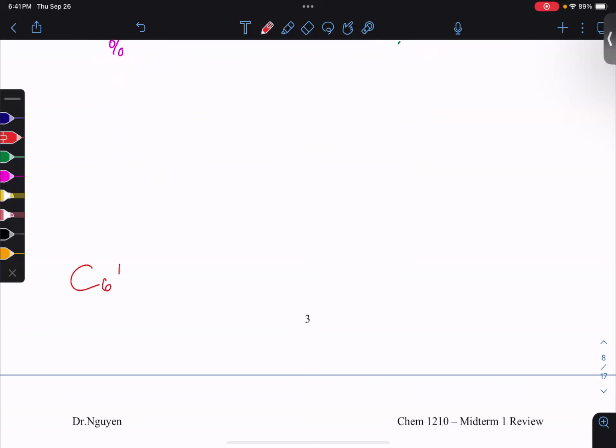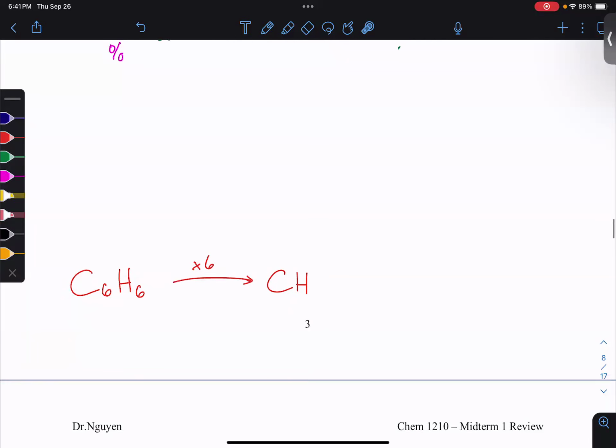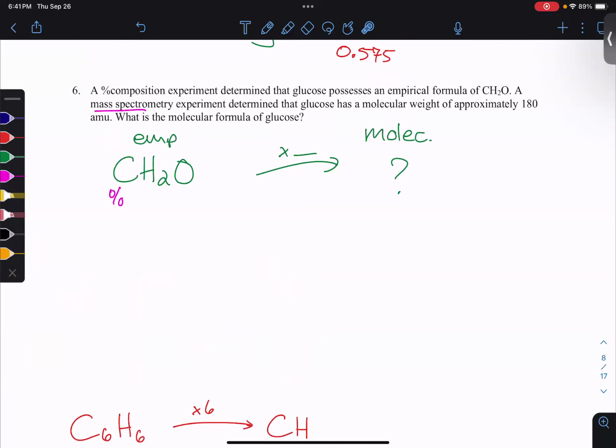What if I gave you a molecule, C6H6? Can you tell me what is the empirical formula? CH, yeah, we were really fast at that. So what was the multiplier? 6. So if the multiplier is 6, compare the weights of these two things. If you calculated the molar mass of each of them, which one's gonna be heavier? The full molecule, and it's going to be heavier by how much? By times 6. So that's what we're doing in this problem, except we're doing it backwards.